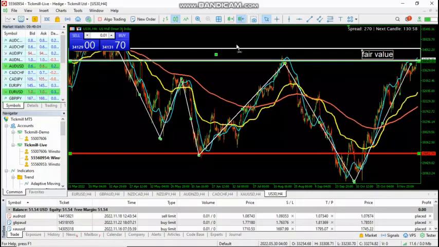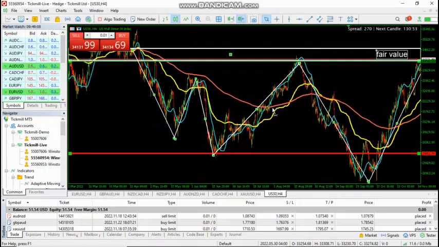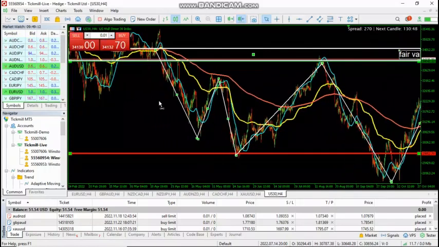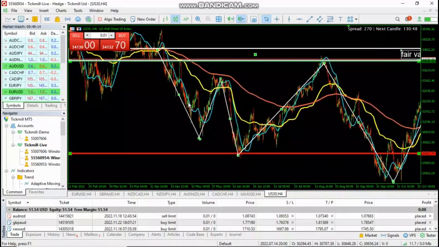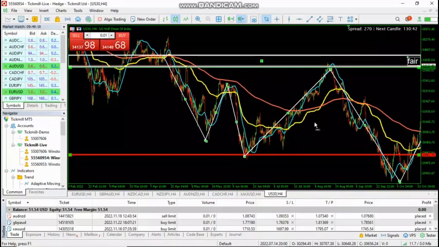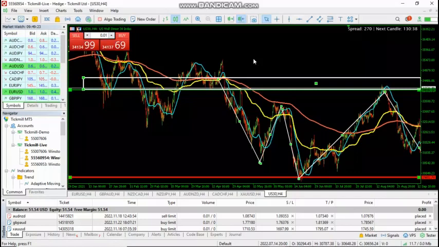That's the way I operate, by looking for areas of fair value. As you can see, this is an area of fair value because it has been tested a lot of times, it has been touched a lot of times. I just don't know why this thing is so slow now, but anyways, let's see if this one will move a bit quicker. Alright, so this is an area of fair value.